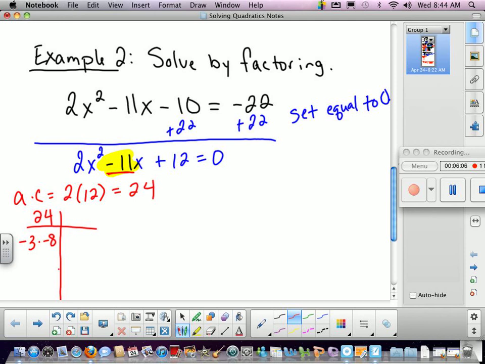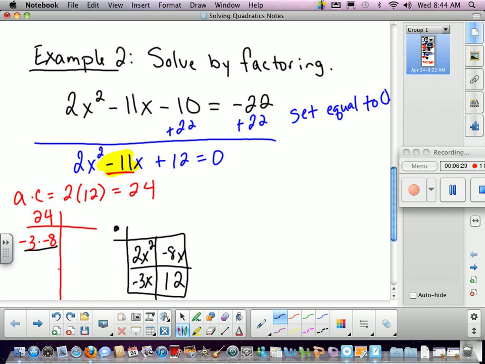Again, we're going to do the box and work backwards from the box. We'd have 2x squared in the top left corner, 12 in the bottom right corner, and these two factors, negative 3x and negative 8x. Again, we're just looking for the GCF of each row and each column. So we would have 2x and negative 3, since it's negative out front. On top, we would have an x, and we would have negative 4.